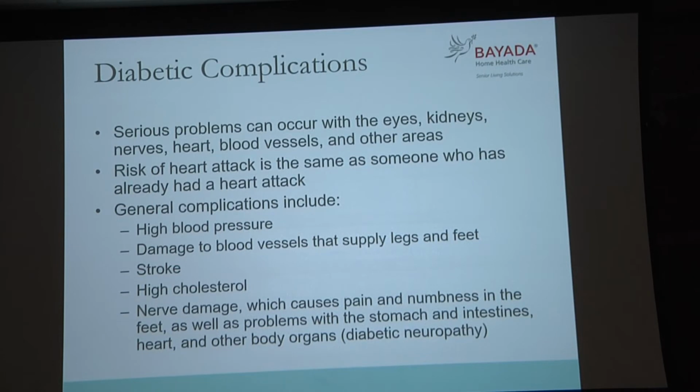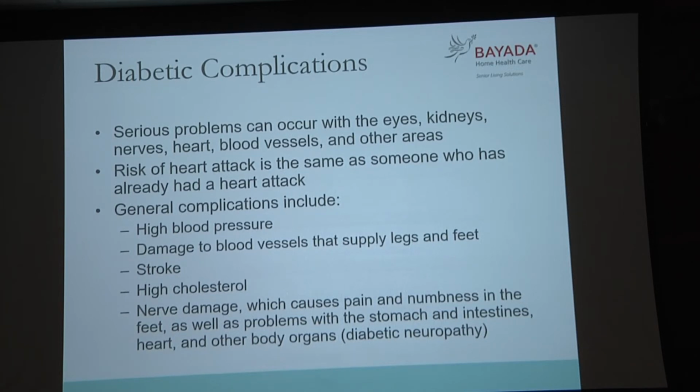There are more serious problems that can occur with the eyes, kidneys, nerves, heart, blood vessels, and other areas with diabetes. The risk of heart attack is the same as someone who has already had a heart attack. If you had a heart attack, you're more at risk of getting another one. Someone with diabetes, even if they haven't had a heart attack in the past, is at the same risk as someone who has previously had one. So your heart's in a more vulnerable position with diabetes.